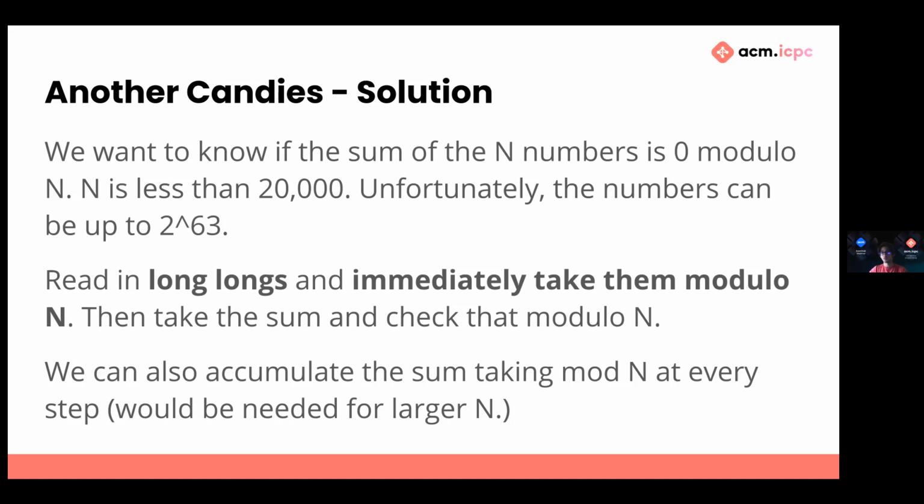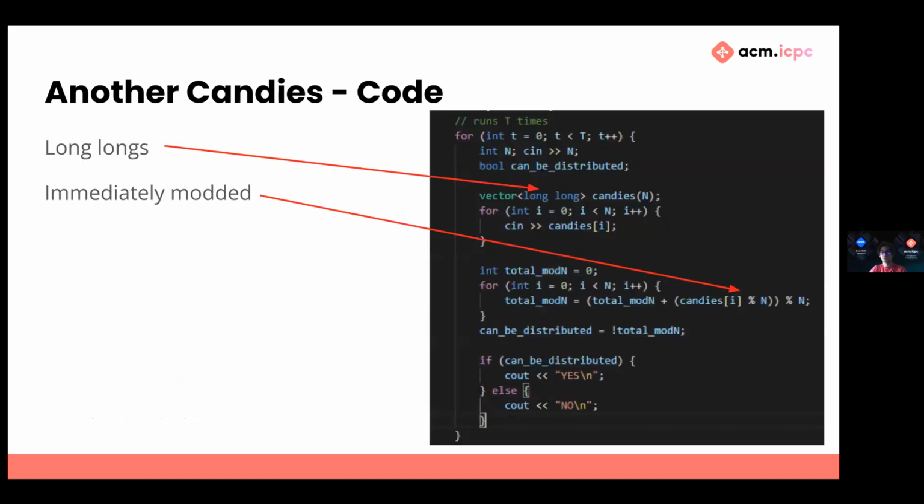That ensures that your sum will never be greater than n. And according to the problem statement, n is not that large. In fact, it can be fit into an integer. That way you can avoid overflow. That'll be more clear once we look at the code. So what you want to do is read into a vector of long longs. Then when you iterate through the vector, you want to take the mod of the number of candies at each step, and then add that to your remainder from the previous step. You continue this process through the number of candies, and at the end, you can check whether your total mod n is equal to 0. If it is, it can be distributed. If it's not, it can't be.